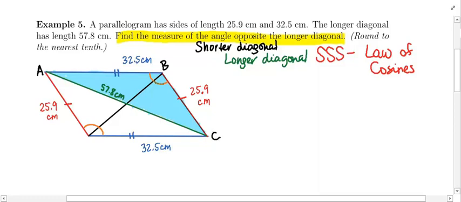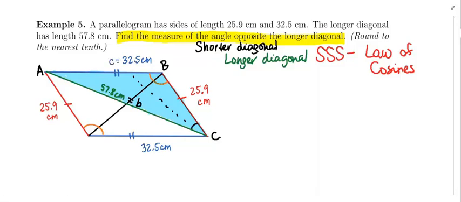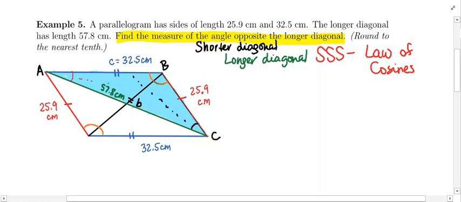If we go across from angle B, which is this entire orange angle, the entire opposite side is the 57.8 here. So this is going to be side length b. Then if we go across from angle C, here's angle C, that means the 32.5 centimeters is the c length. And if we go across from A, here's angle A, that means the 25.9 is side length a.